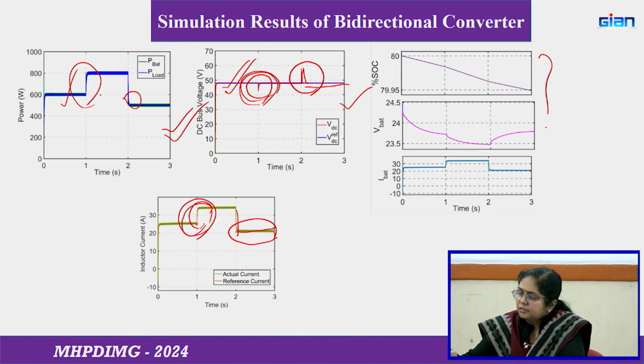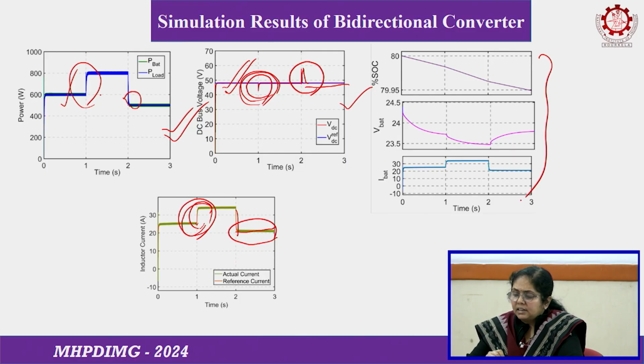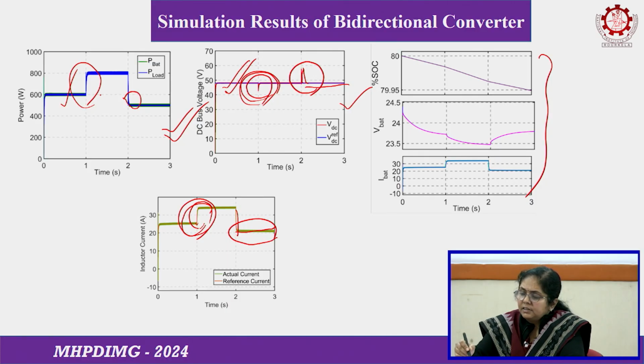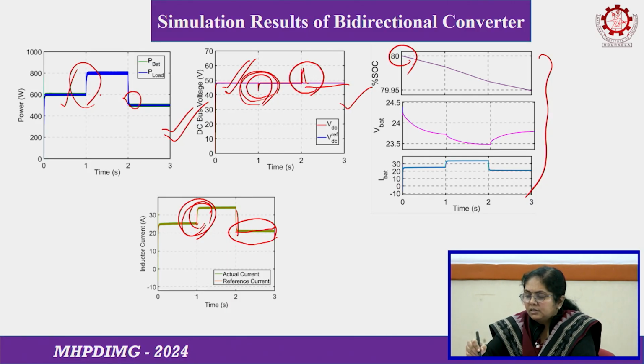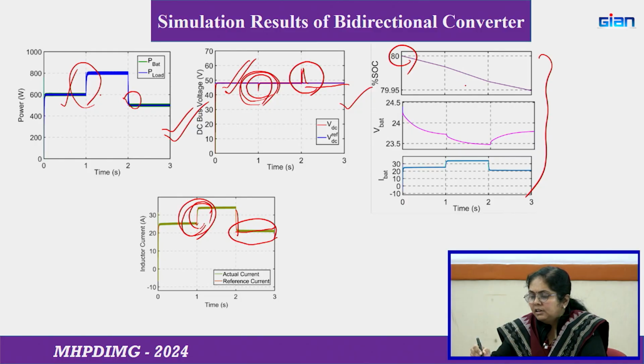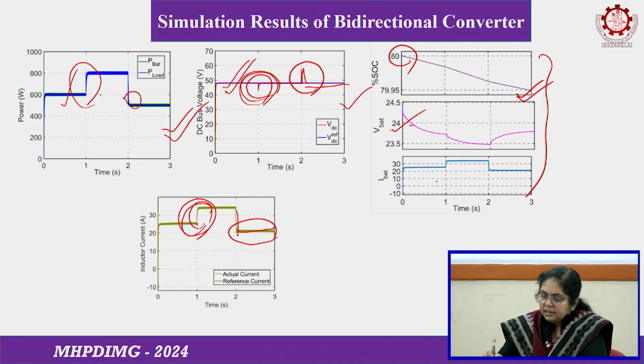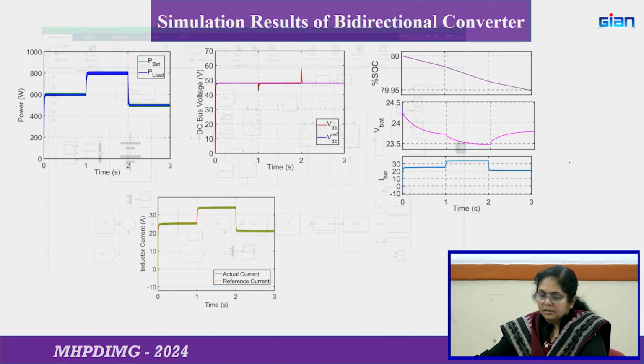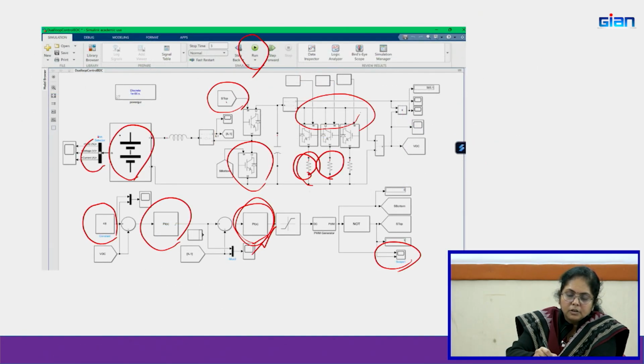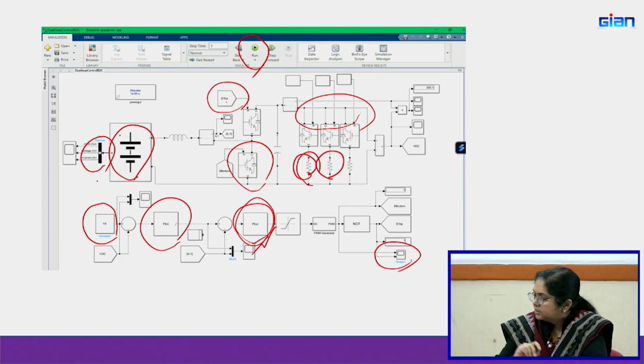And these are the waveforms of the battery SOC. Battery SOC we have initially fixed at 80%, so it is going on discharging. It clearly shows it is operating in a discharging mode, that is, the discharging boost mode of operation. And this is the battery voltage, and correspondingly the same thing is shown here, taken directly from this scope, for the battery parameters.